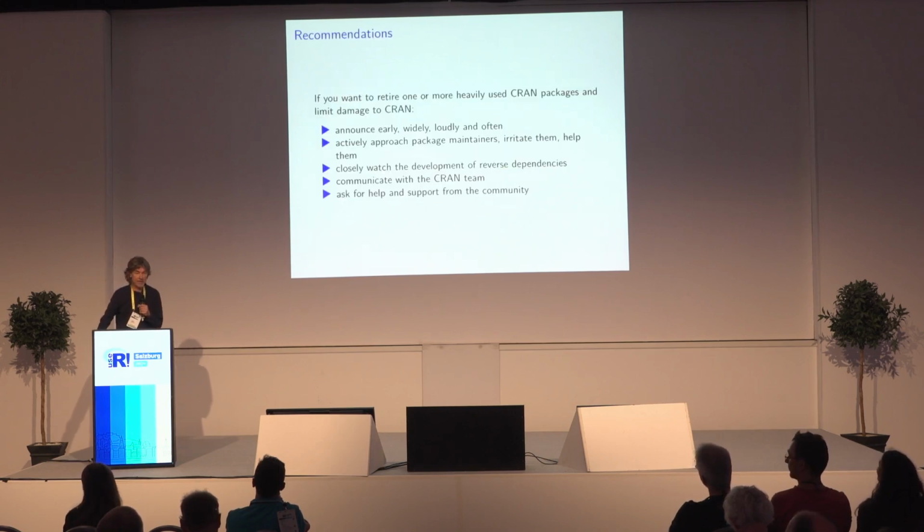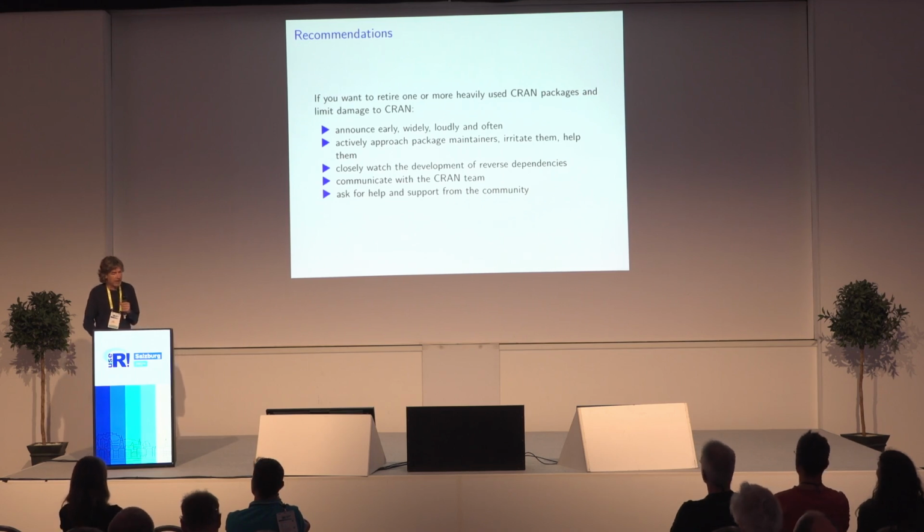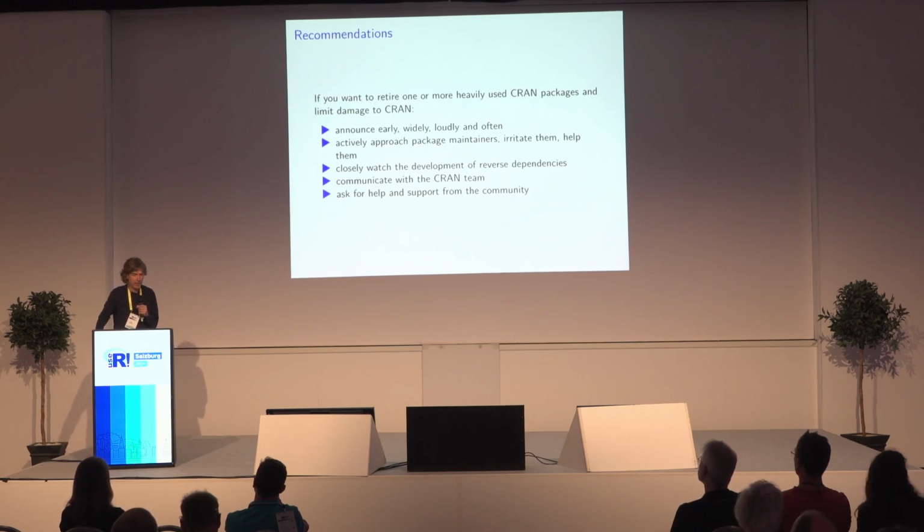So the recommendations are, if you want to retire one or more heavily used CRAN packages and limit the damage, so to speak, to the CRAN ecosystem, then I think it's best to announce early, widely, loudly, and often, and then actively approach package maintainers, irritate them, and help them migrate, help them with sketching solutions for how they could continue, or even with pull requests. Closely watch the development of reverse dependencies and communicate with the CRAN team. Of course, this was also needed because of the complexity of these packages for the CRAN team. And ask for help and support from the community.